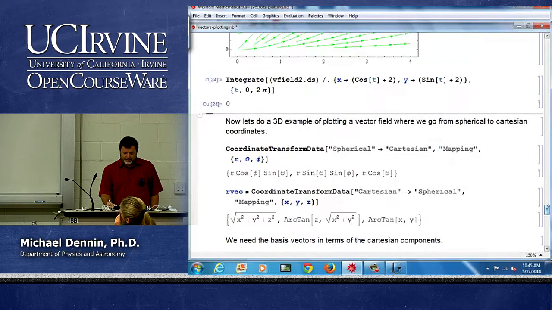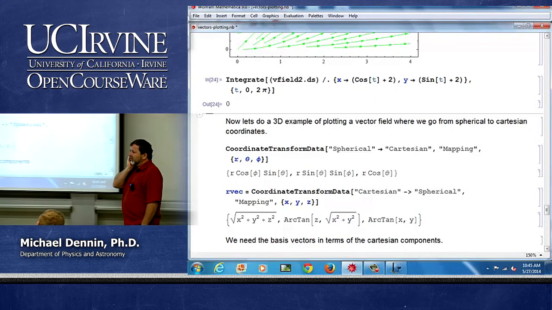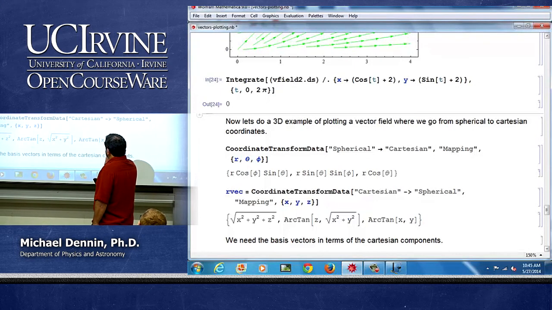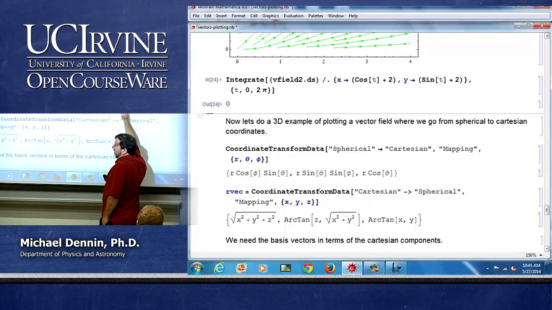Switching gears slightly, I just wanted to show you a 3D plotting example. And again, this comes down to using /dot. So the theme for this Mathematica file is really /dot. A couple of things that are useful. If you've forgotten your coordinate transformations, Mathematica can nicely do this for you.